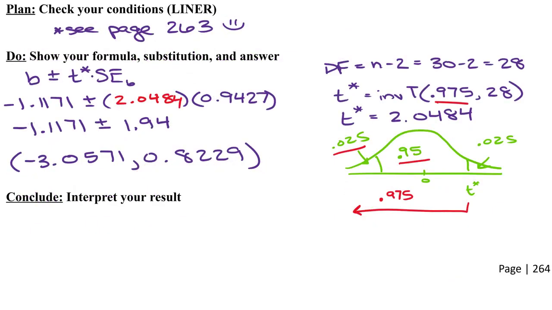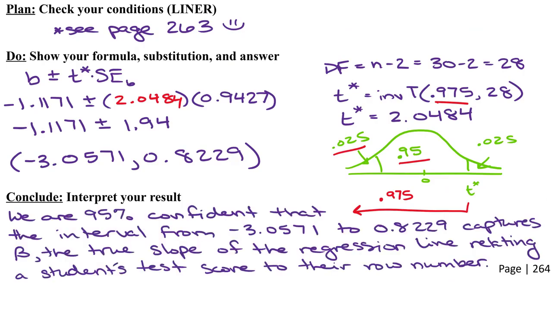Last step, our conclude. Even though our parameter beta is new, this wording should sound familiar. We'll say we are 95% confident that the interval from negative 3.0571 to 0.8229 captures beta, the true slope of the regression line relating a student's test score to their row number.